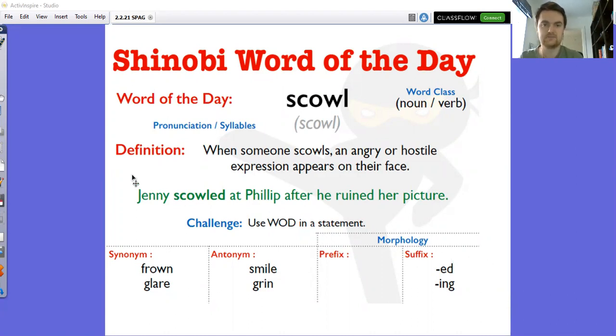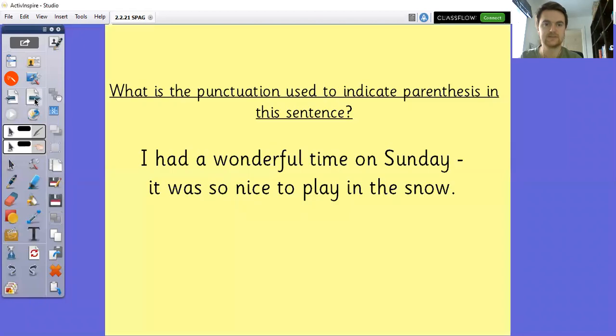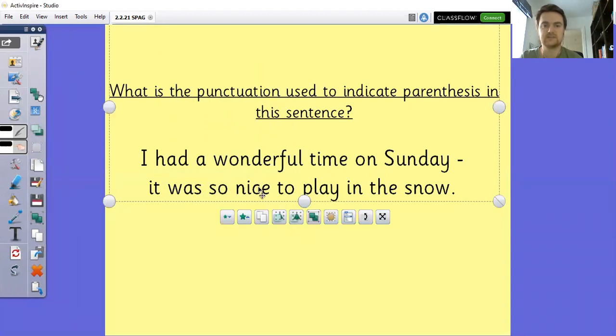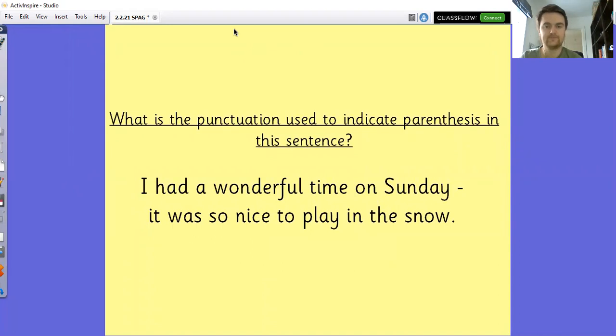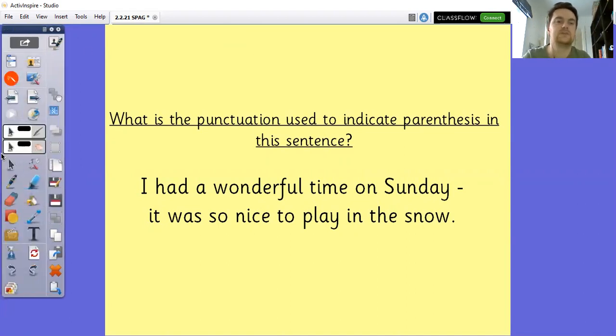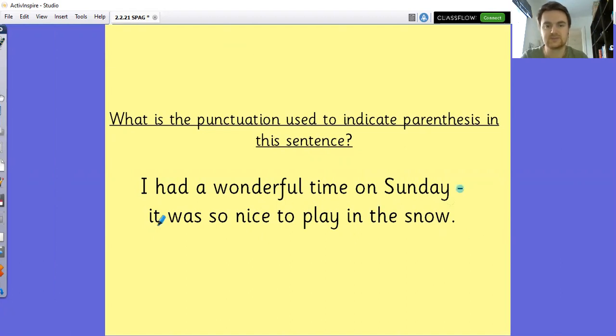Okay, so let's remind ourselves of what parenthesis is. Sorry, let's have a recap from last week first of all. What's the punctuation used to indicate parenthesis in this sentence? I had a wonderful time on Sunday. It was so nice to play in the snow. So just have a think to yourself quickly. Hopefully you noticed that it was a dash, and it was just one dash, the dramatic dash, because the parenthesis was at the end of the sentence.